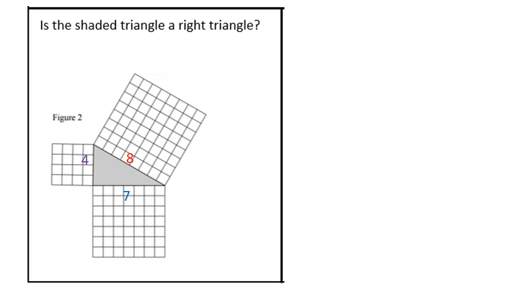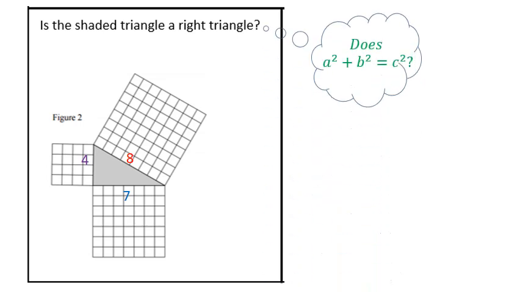If we look at it, we might assume that yes, it is, but we cannot make that assumption. What we must do is look at whether a squared plus b squared will actually equal c squared. So here we see that a is 4, b is 7, so a squared plus b squared will be 16 plus 49, which will give us 65. And since 65 does not equal c squared, which we found is 64, it therefore is not a right triangle.